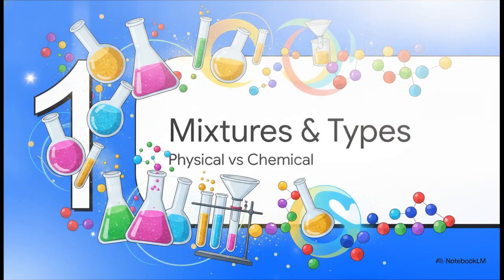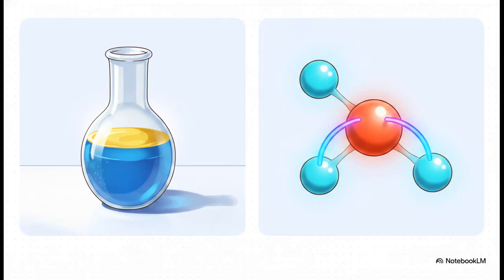Section 1. Mixtures and their types. Right, so what actually is a mixture? Well, think of mixtures as physical roommates, like oil and water. They share the same space, sure, but they can always be separated. Compounds, on the other hand, like H2O, are chemically locked together. You can't just pull them apart with simple physical tricks.